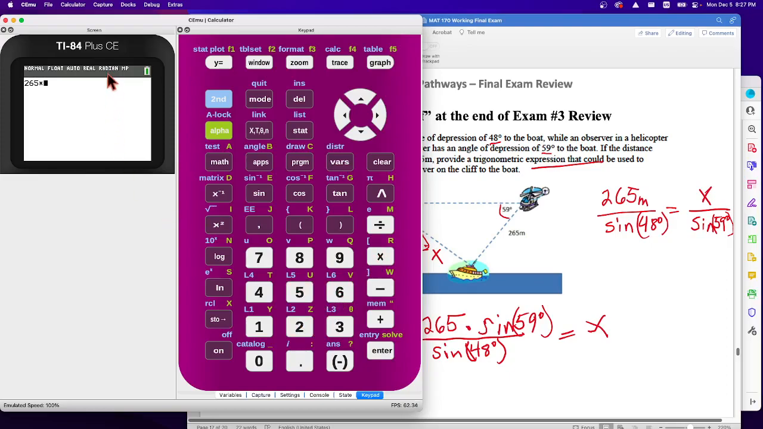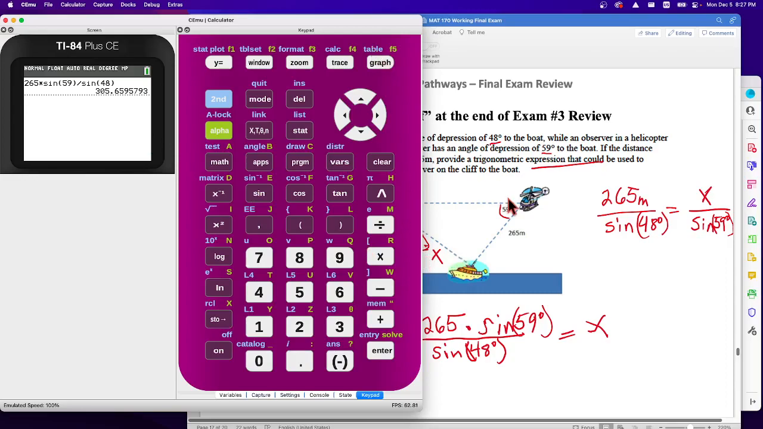Now notice we are in radian mode. This is in degrees, so we're going to have to go to mode. We're going to have to change from radians to degrees, hit enter. Now we're in degree mode, and it shows degree up here. Second quit to get back here. Arrow over. 265 times the sine of 59, and now we know this is in degrees, so that's very important, divided by the sine of 48 degrees, and that should be 305.